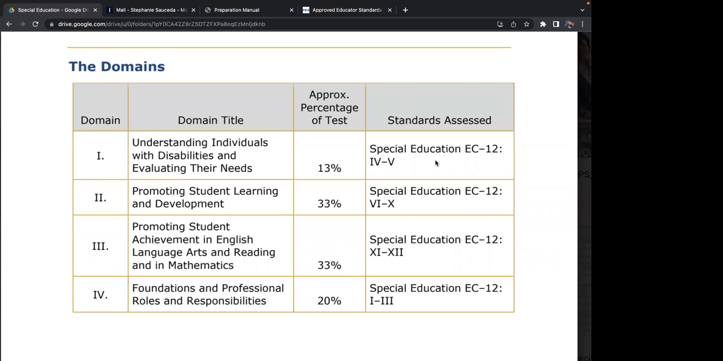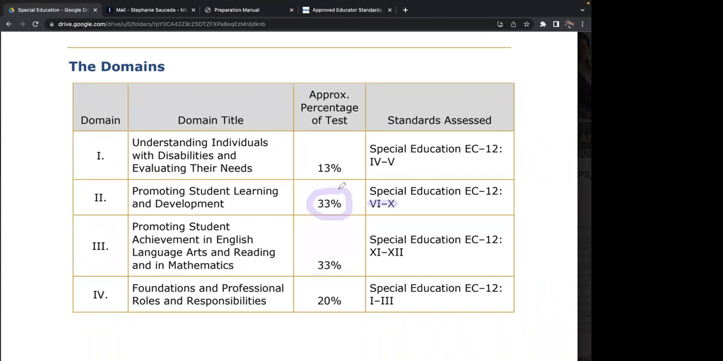And so just from a strategic standpoint, those standards being lower on the test percentage, I would spend less time really studying that and more time where the percentage is larger, right? So then you go to domain 2, and this is promoting student learning and development. This one is worth 33% because it encapsulates so much. And it covers standards 6 through 10 of the document that we just looked at.